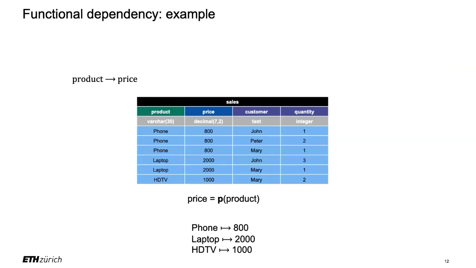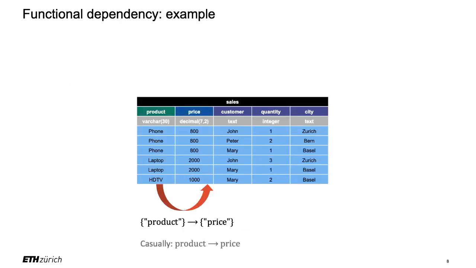I have a quick comment on how to pronounce this row right here. Product, arrow, price. I try to be careful and to always say product functionally determines price. When I see the arrow, I say functionally determines. You can also say price is functionally determined by product. Because there are arrows everywhere, it's very tempting to start taking shortcuts and short-circuiting the name.